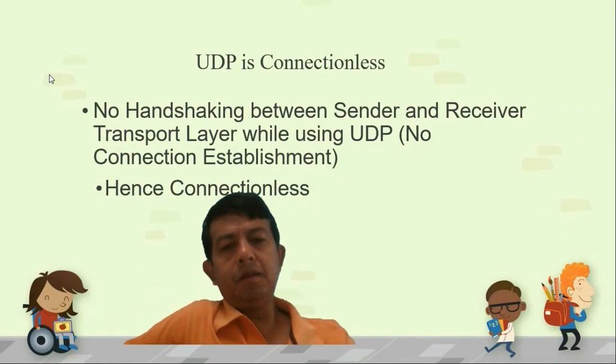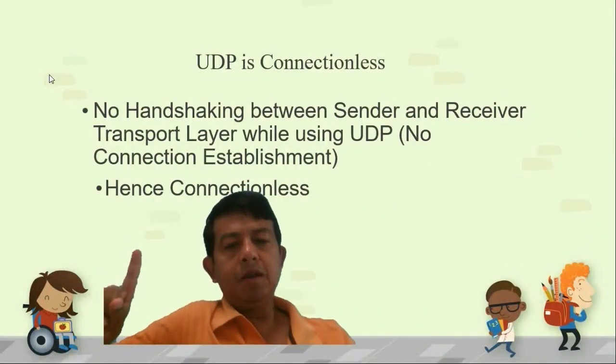That means that if an application uses UDP, the data comes from the application layer. The UDP takes the data, divides it into a small number of segments or packets, and immediately sends those packets to the network layer for onward transmission.